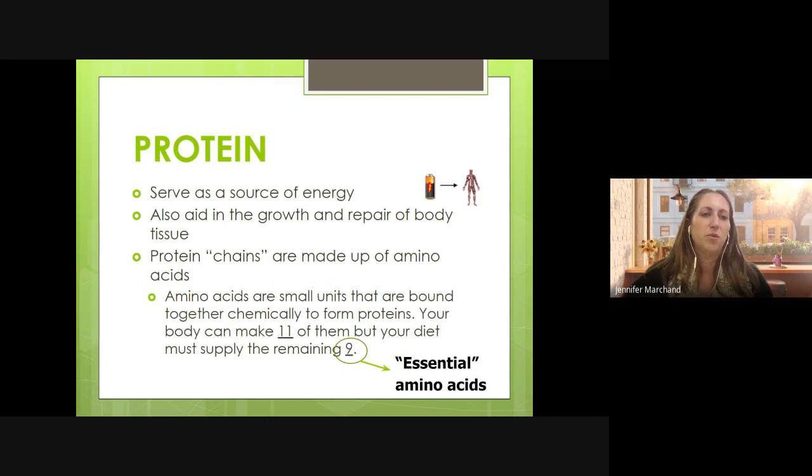All right, now let's talk about protein for a minute. This serves as another source of energy. It's also truly an aid in how we grow on a regular basis. So those of you who are growing definitely need some protein. And then it's a great way to repair any tissues in our body that may have been harmed just from daily things. So, proteins are made up of chains of amino acids. These amino acids are very small units that are bound together chemically to form different proteins. Your body can make 11 of them, but again, we need to get nine of them that are essential amino acids, and we must get them from the food that we eat.